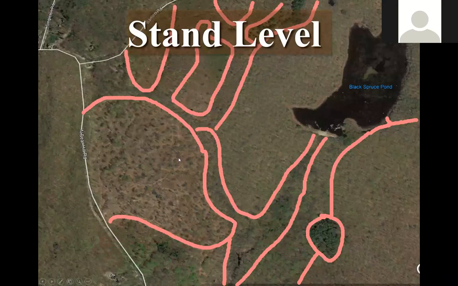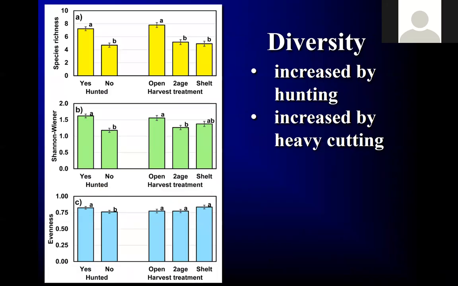So let's look at some of the stand level metrics we found from this. And this is a good argument for hunting and actually for putting in a clear cut in your final one. So if we looked at three metrics of species diversity, those of you who are geeks like me will know what Shannon Weaver and Evenness is. The important thing to notice is that the three common metrics of species diversity were all higher in areas that were hunted than in areas that were not hunted. Much higher species diversity. And areas where you had the final overstory removal, where you had a clear cut, also had higher diversity metrics than areas that had high residual overstory density.